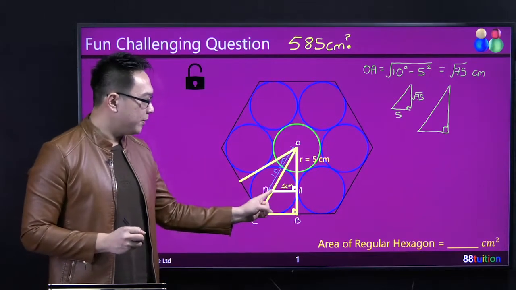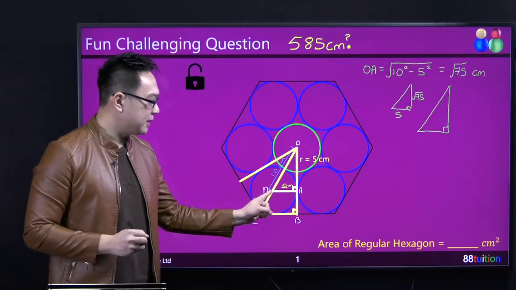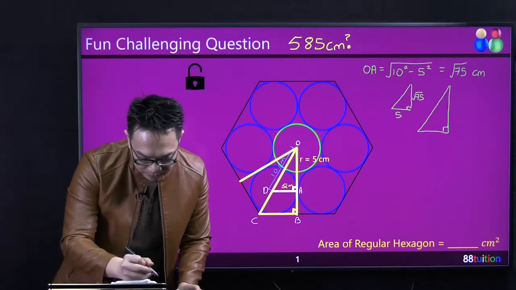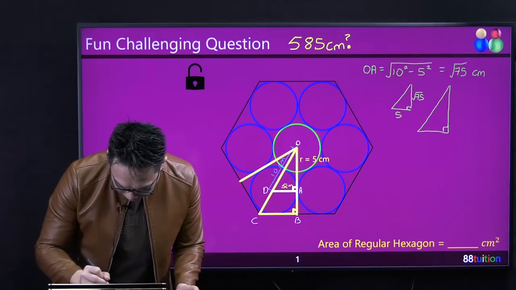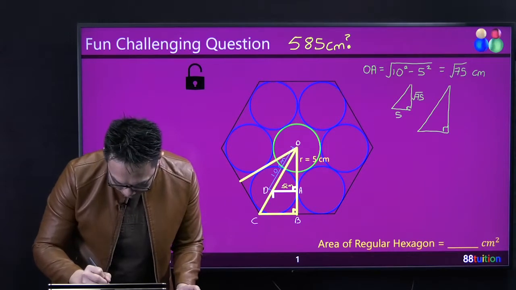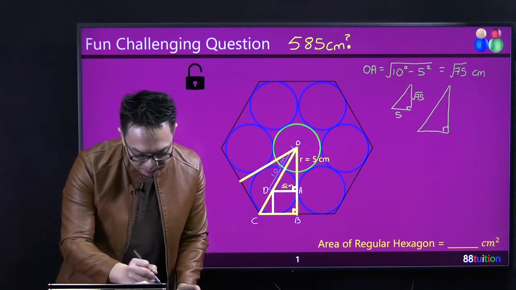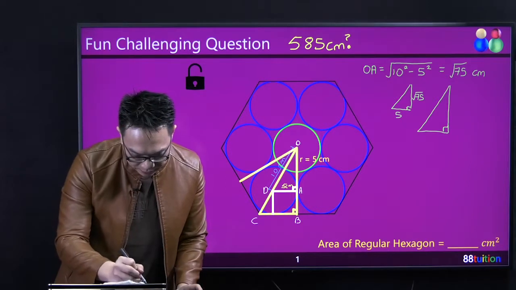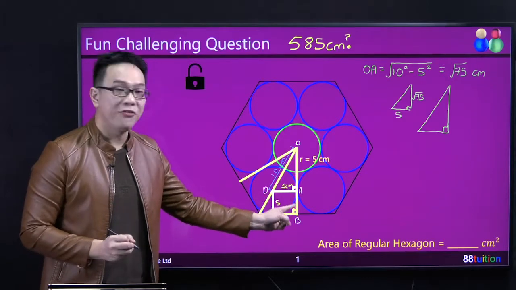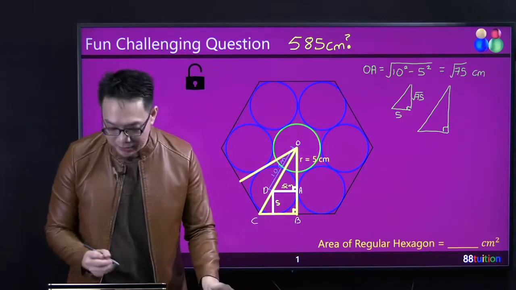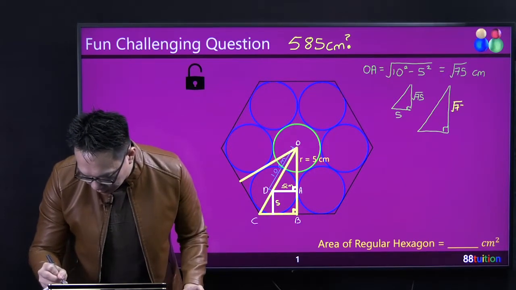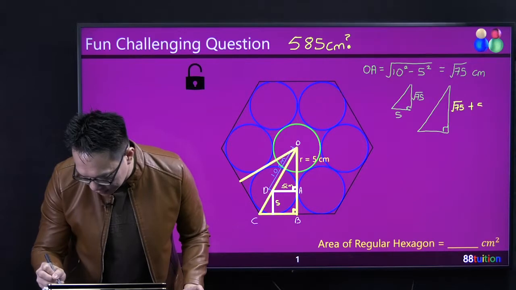Can you see or not? From the center of this circle to the circumference, this is 5 cm, right? From the center here to the circumference is also another 5 cm. So this portion is also 5 cm. Do you know that? Okay, let me bold my line. From the center of this circle to the circumference is also another 5 cm. Alright, that you have to see. So if this part is 5 cm, this part is also 5 cm, which means that the big triangle, yes, you are right, it's actually square root 75 plus 5 centimeter.